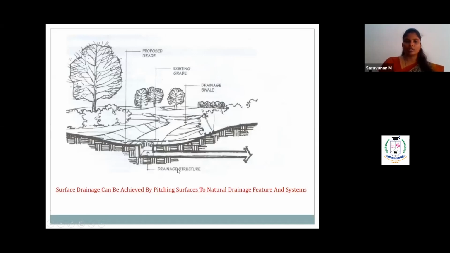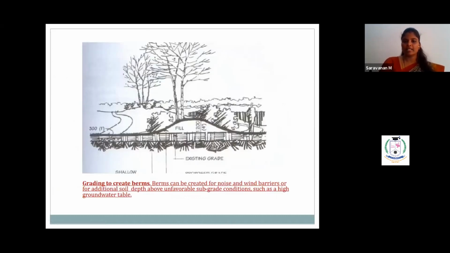This one is your surface drain, which can be achieved by pitching the surface to the natural drain features and system. These are the natural drain system. These are the drainage swales, which I told you about in the last diagram. This is the existing one. This is the proposed. And these are the ones which are created; berms can be created for noise and wind barriers or the addition of soil depth. You can just see how much cut and fill is happening, the existing one, and how it is shallow.